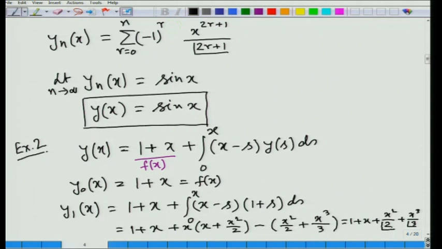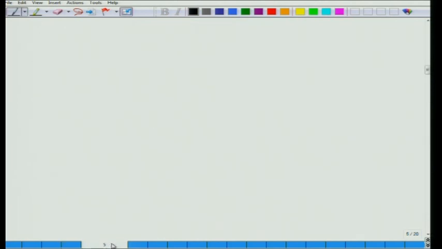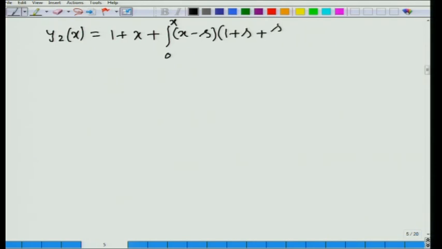Again, in the previous manner, if we continue to calculate y2 x, so y2 x equal to 1 plus x plus integral 0 to x of minus s multiplied by 1 plus s square by factorial 2 plus s cube by factorial 3 ds.